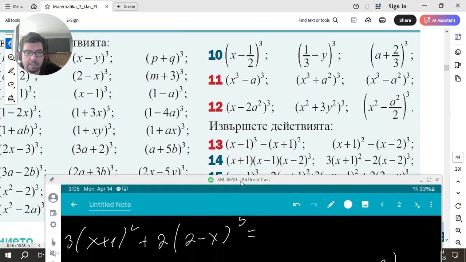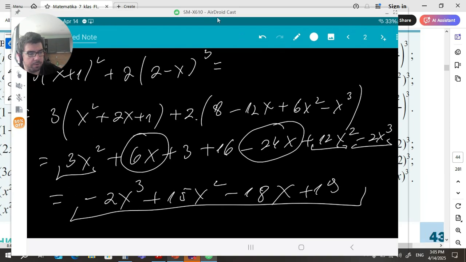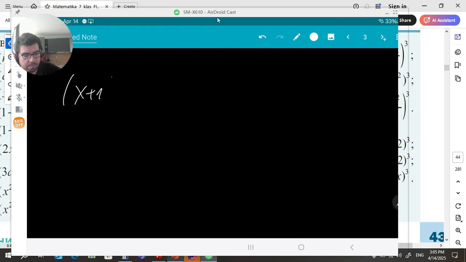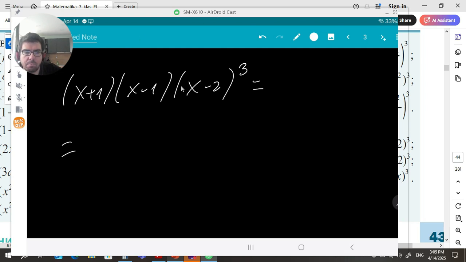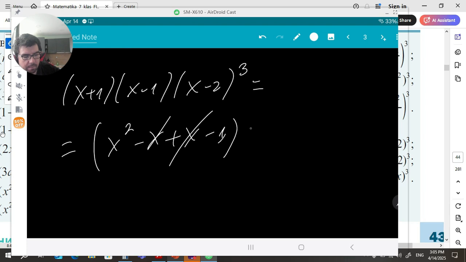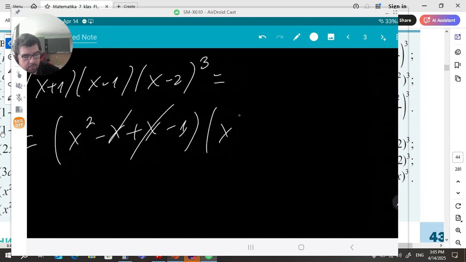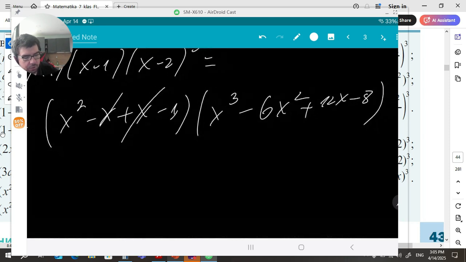x plus 1, x minus 1, x minus 2 to the power of 3. Multiply everything. Start with these two brackets, so each with each. x squared minus x plus x, these cancel, minus 1. Apply the formula: x to the power of 3 minus 3 x squared times 2, 6x to the power of 2, plus 3 times x times 4, 12x, minus 8. And now each with each.